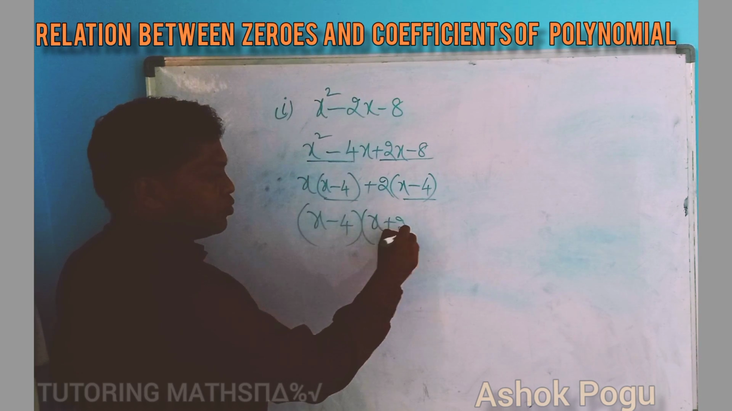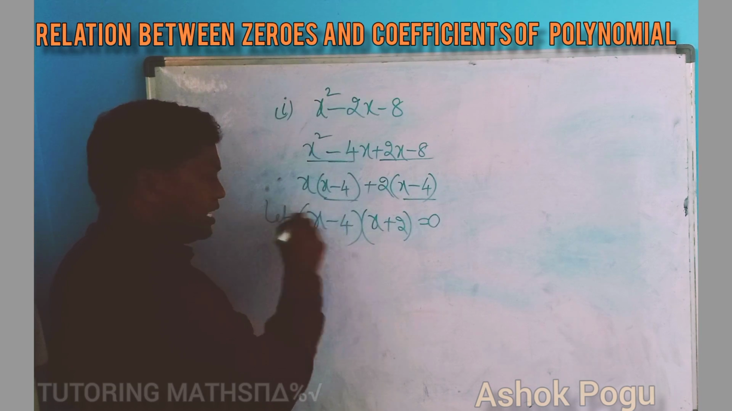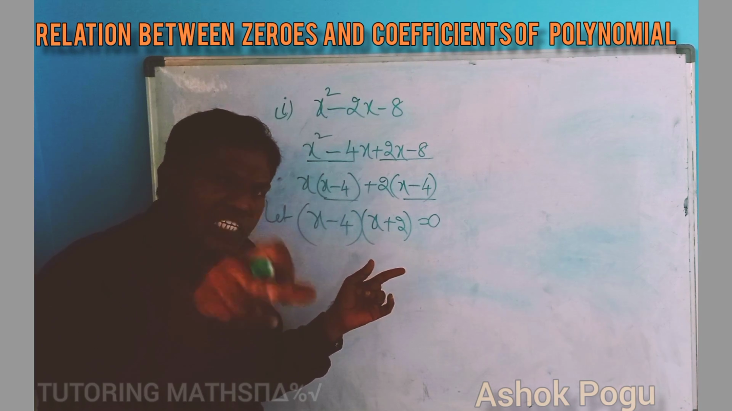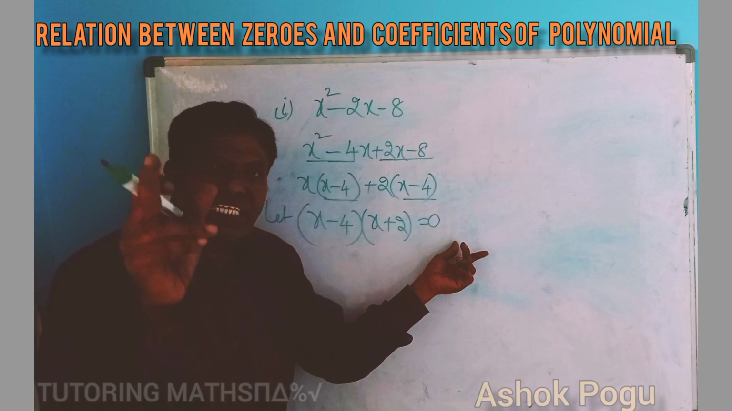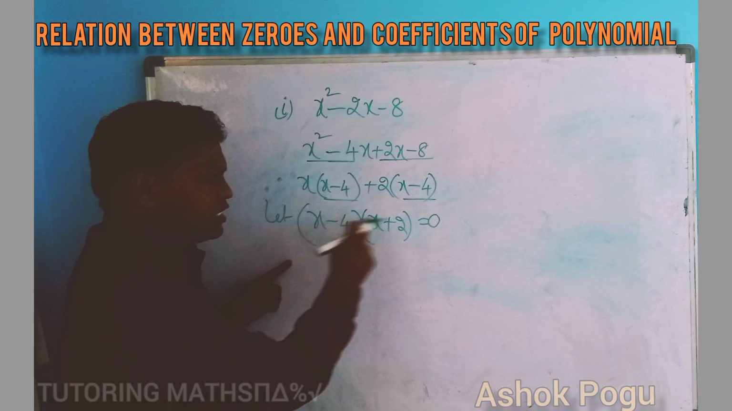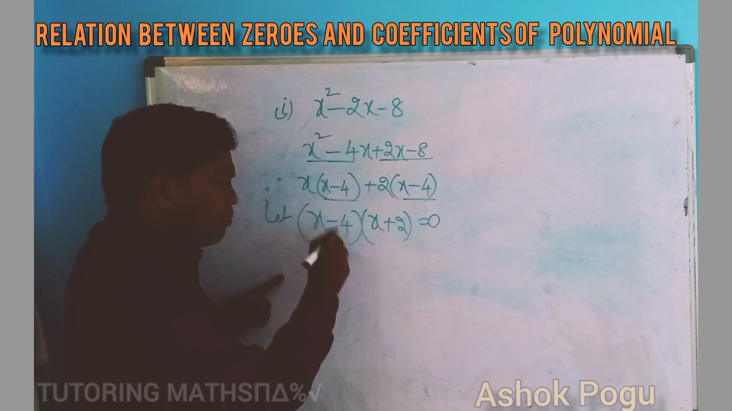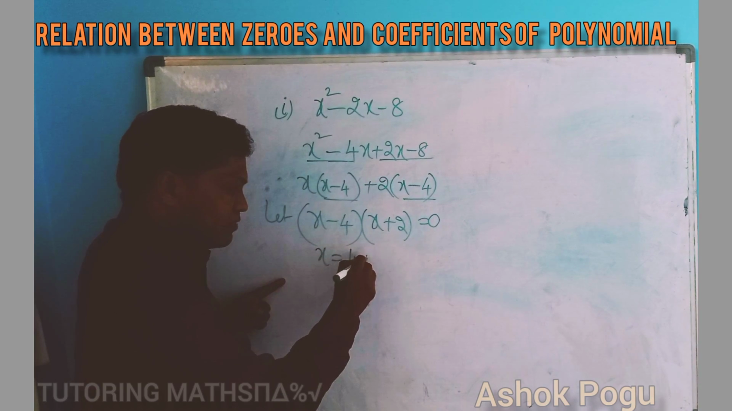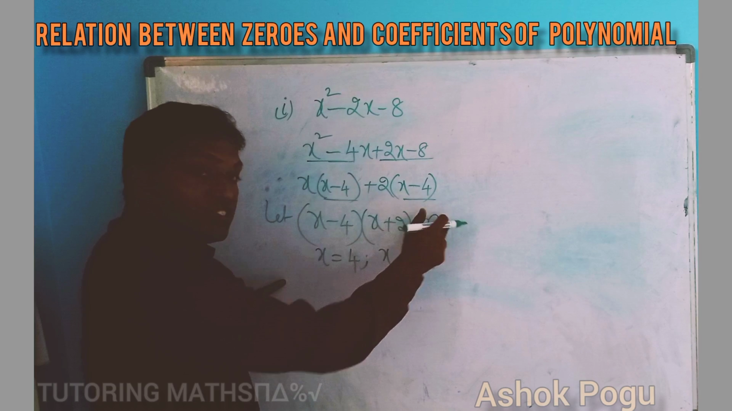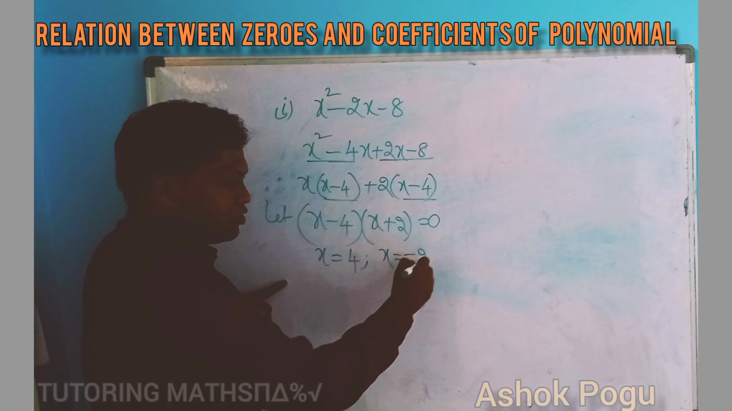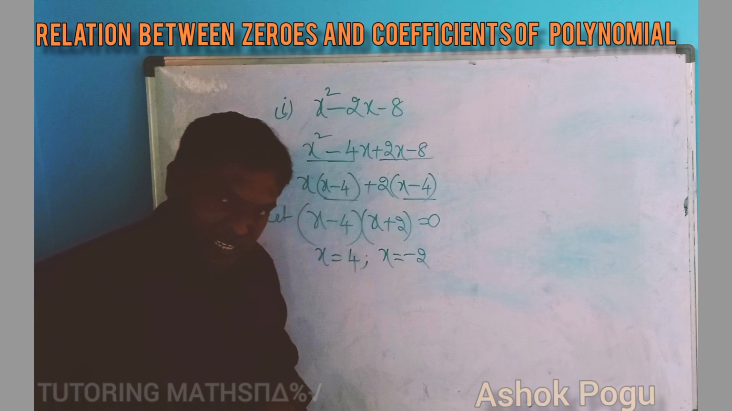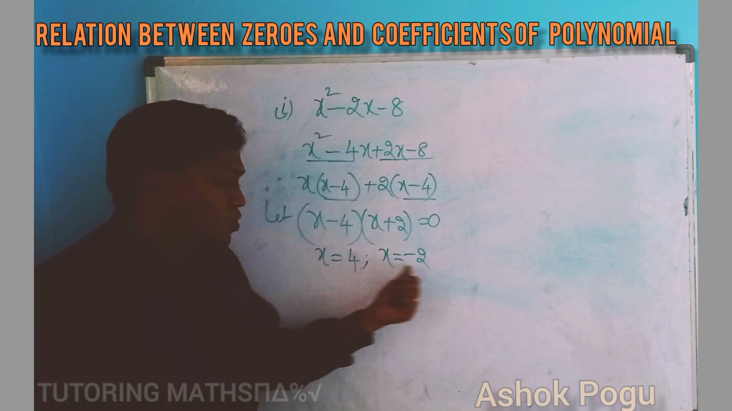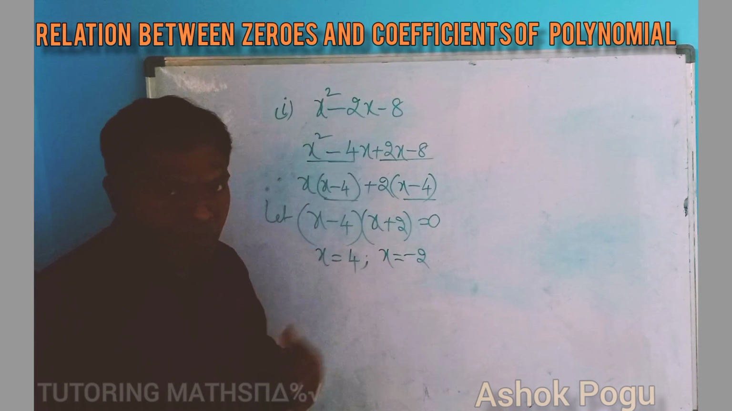We get x plus 2 equals 0. Let it be 0, because we are going to find the zeros of this quadratic polynomial. If you want to find the zeros, then it must be equated with 0. x minus 4 is equal to 0. Then what would be the x value? Minus 4 will be shifted to the right side. It becomes plus 4. And x plus 2 equals 0, so x becomes minus 2, because plus 2 is shifted to the right side. And finally we have got two zeros, 4 and minus 2.